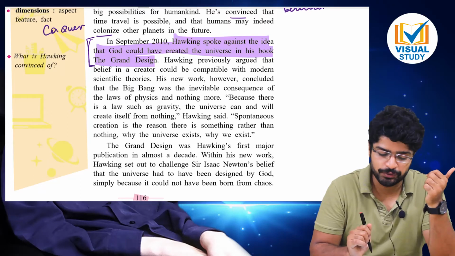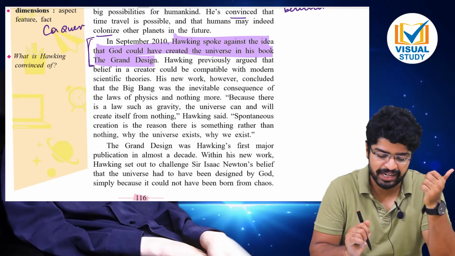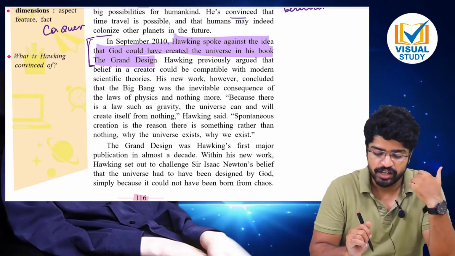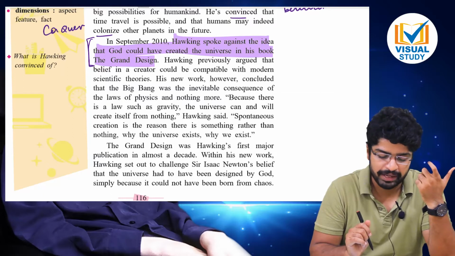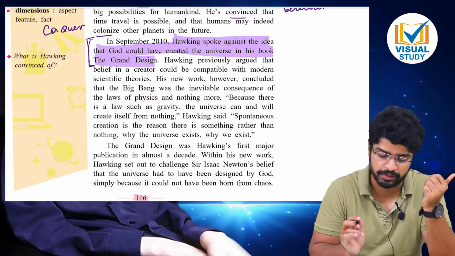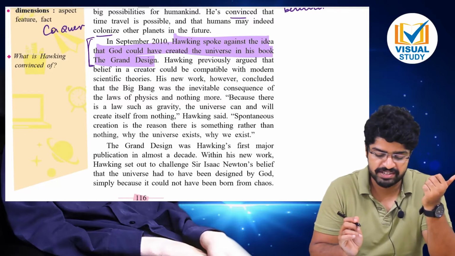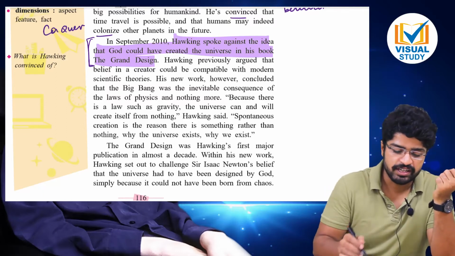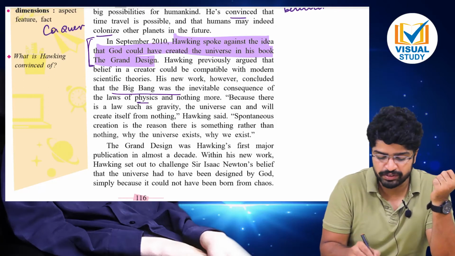Hawking previously argued that belief in a creator could be compatible with modern scientific theories. His new work, however, concluded the Big Bang was the inevitable consequence of the laws of physics and nothing. So what did he say? He believed that anything is possible with the laws of physics.